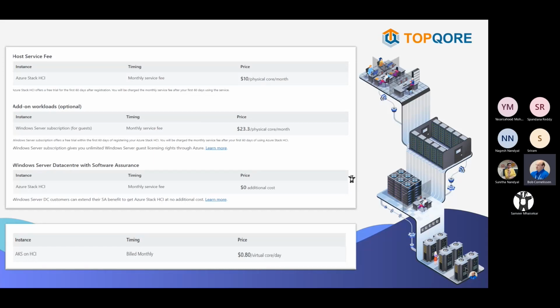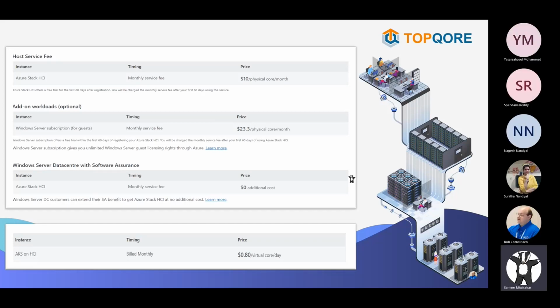But after those 60 days, you will get charged along the lines of these first two items, unless of course you fall under the other licensing model, as Samir said. Either you bring your own licenses for the guests, but also for the hosts as well. There's an option there, which is the third item. So if you've got a Windows Server Datacenter license with software assurance, all of these fees are waived. The $10 per core per month plus $23.3 per physical core per month comes down to $33.3 per physical core per month.